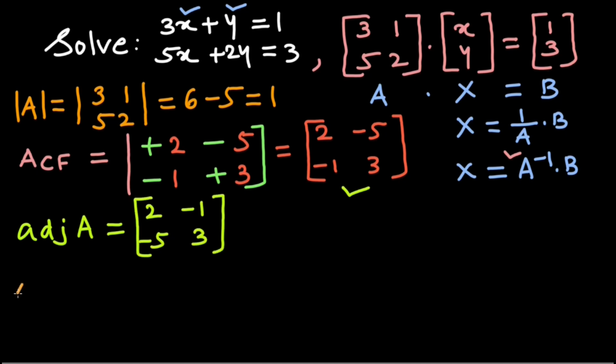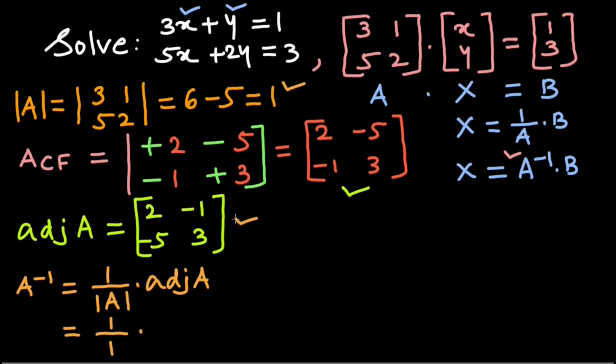So A inverse will be 1 upon determinant of A into adjoint of A. So that will be 1 upon determinant of A, which is 1, into adjoint of A, which is 2, minus 1, minus 5, 3. So A inverse will be 2, minus 1, minus 5, 3.